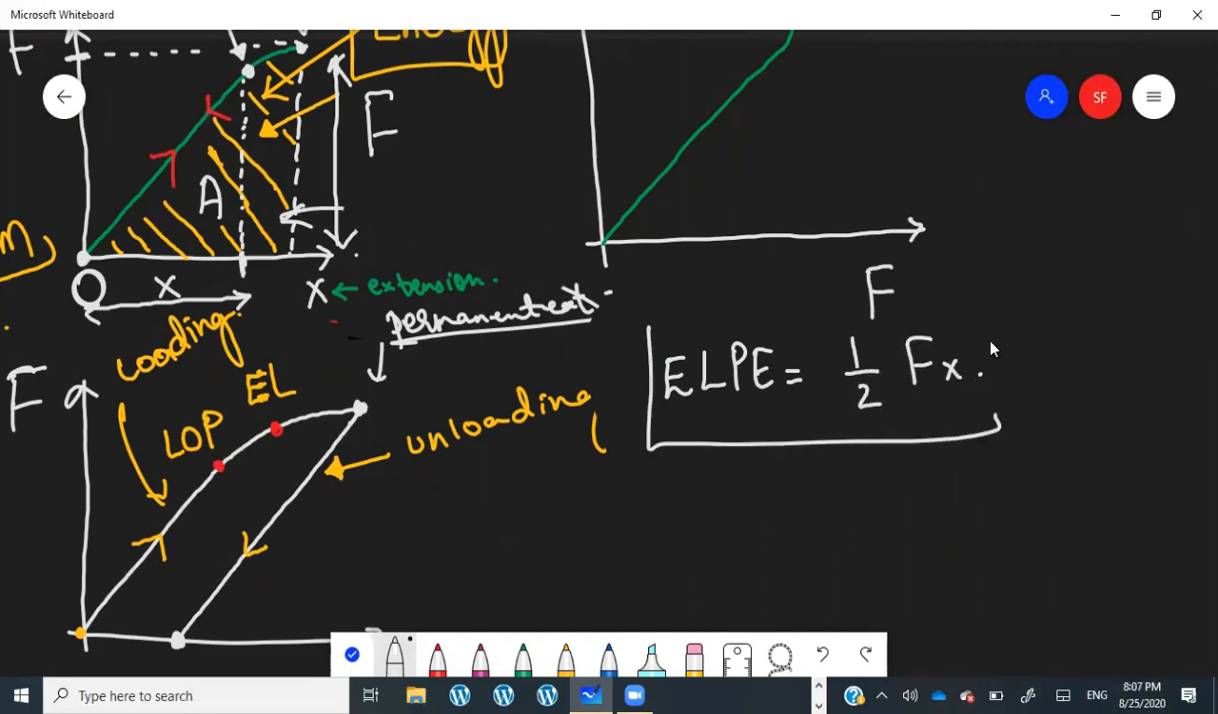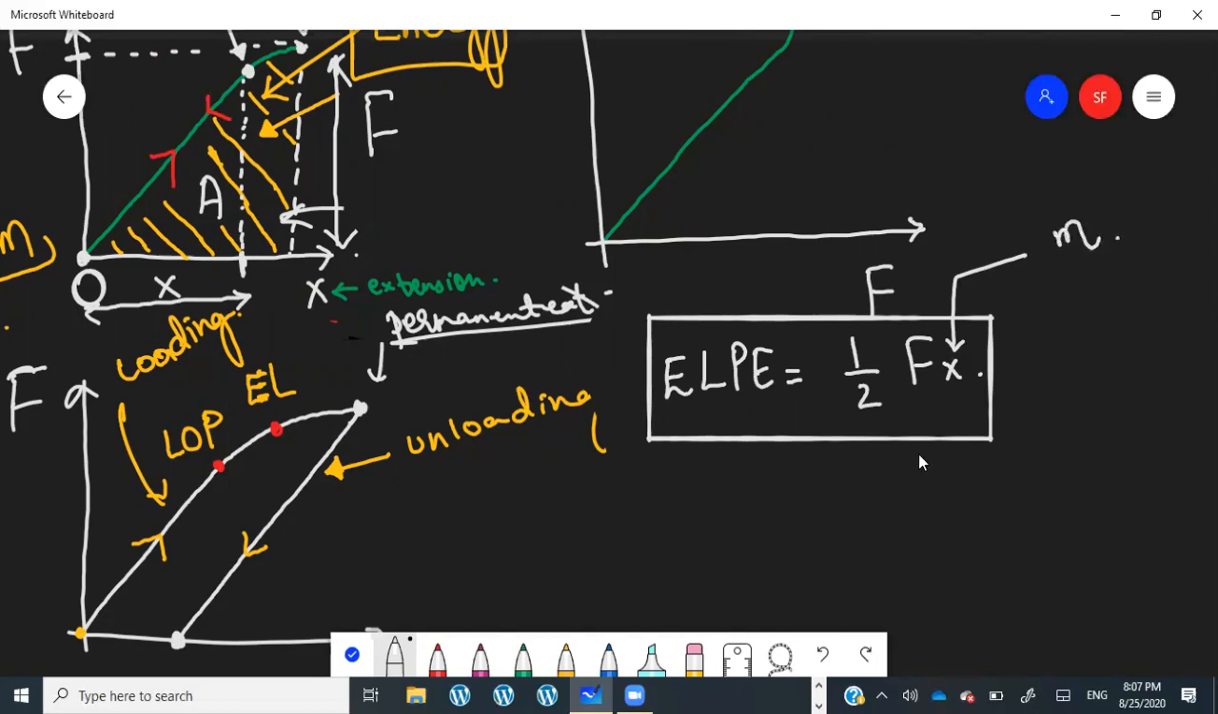Okay, cool. We're getting it. And by the way, just keep in mind this x has to be in meters. This F has to be in newtons. So if x is given to you in centimeters, you have to convert it to meters. Do you know the conversion? Centimeters to meters is divided by 100.